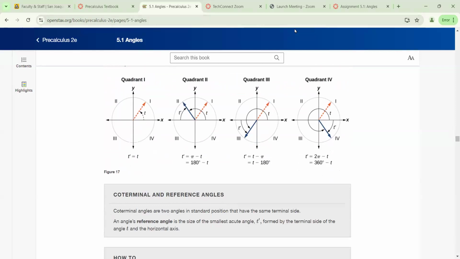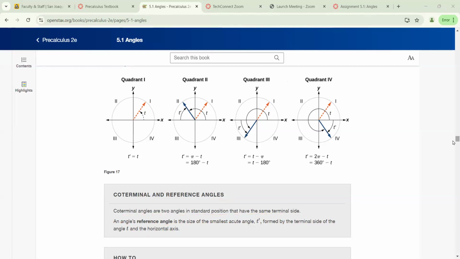Now there is an important thing coming up here, known as the reference angle. They're saying coterminal and reference angle. Coterminal angles are two angles in standard position that have the same terminal side. An angle's reference angle is the size of the smallest acute angle T dash formed by the terminal side of the angle T and the horizontal axis. Now, how to differentiate between the two and how to calculate the two.